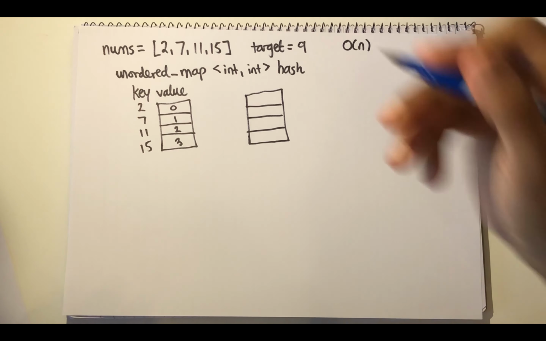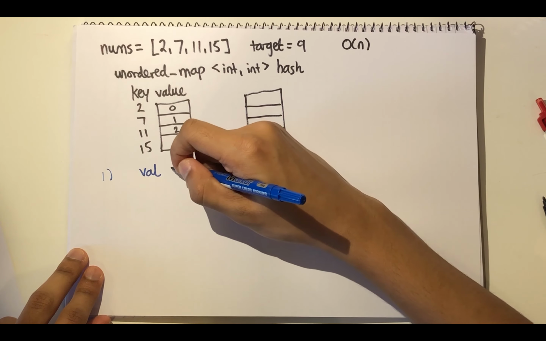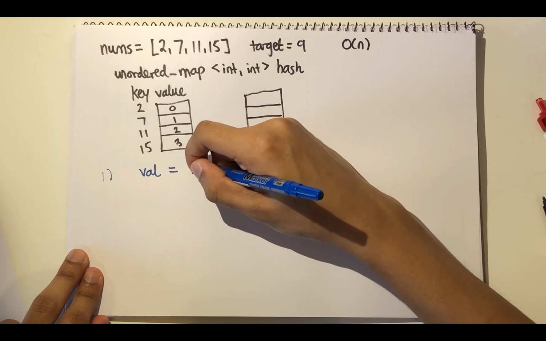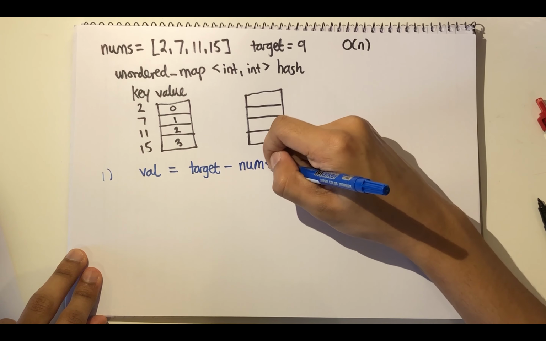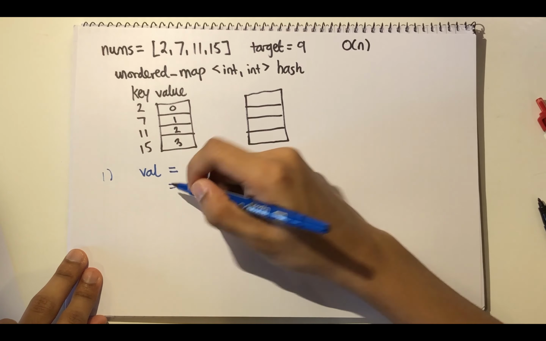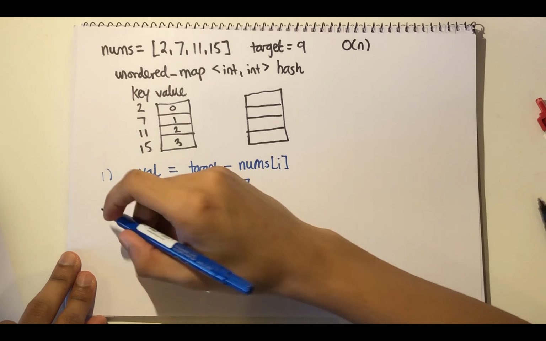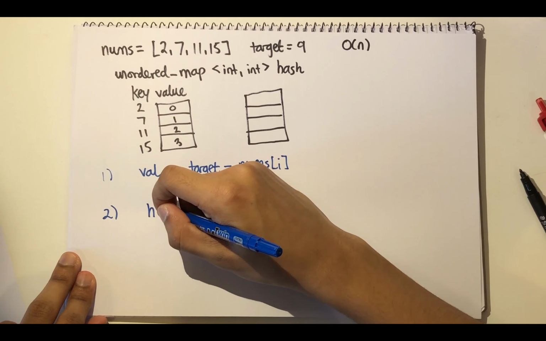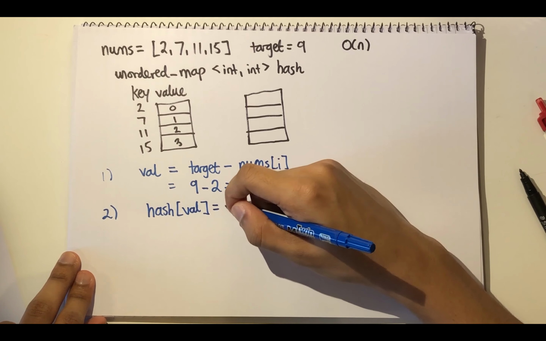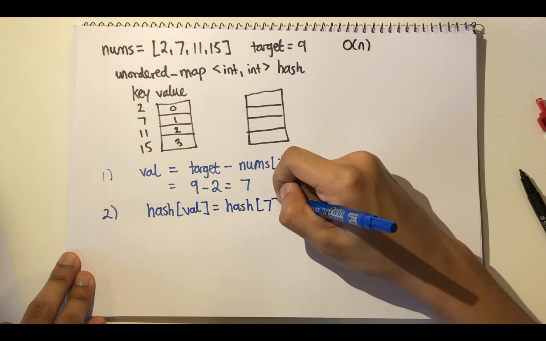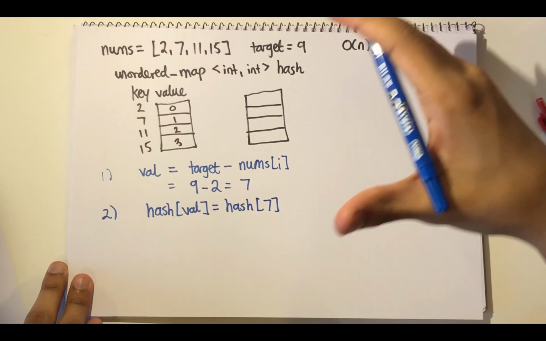Let's see how we actually go through with this. So the first step is we're going to calculate this value, which is target minus the current element. So for our first element, we're going to have 9 minus 2, which is equal to 7. Second step is we're searching for hash of val, which is the value we just found. So in this case, it's going to be hash of 7. As you can see, our hash table is completely empty right now. So we move on. We haven't found hash of 7.